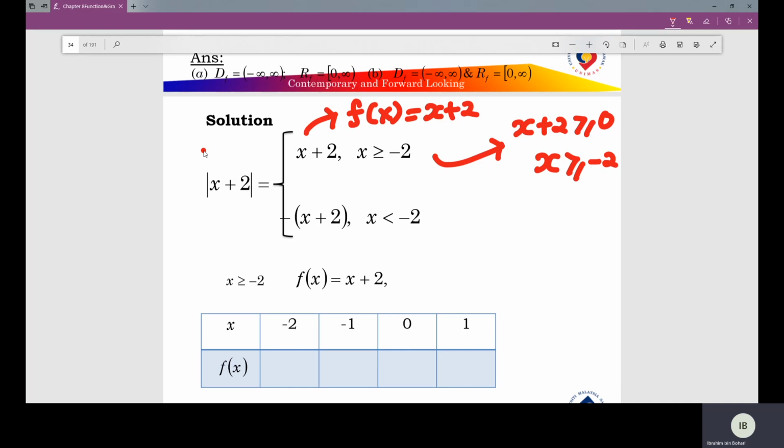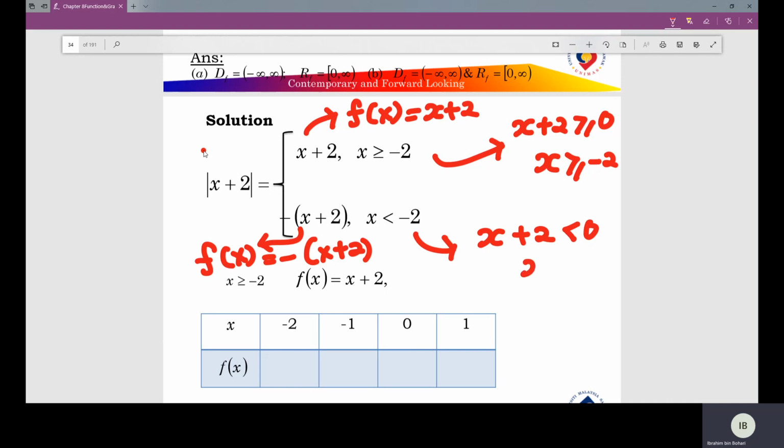And the second part of the function is negative of x plus 2. For this one, you just put the negative sign. Here the value of x is less than negative 2, so x plus 2 is less than 0, and x is less than negative 2.